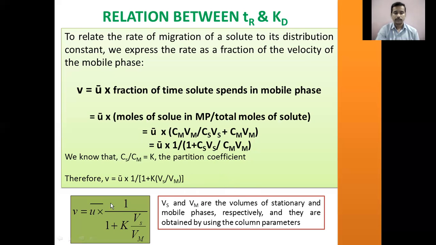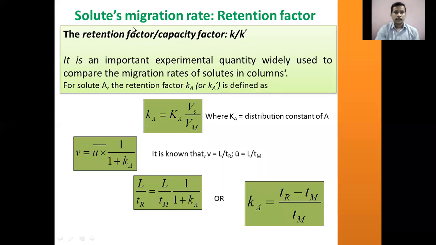So this is a very important equation to relate the linear velocity of the solute which is moving through the chromatographic column, the average linear velocity of the mobile phase which is moving through the column, and the partition coefficient. So this equation describes the relative migration of the solute and that of the mobile phase through the chromatographic column. All right. So one more important factor is the retention factor.